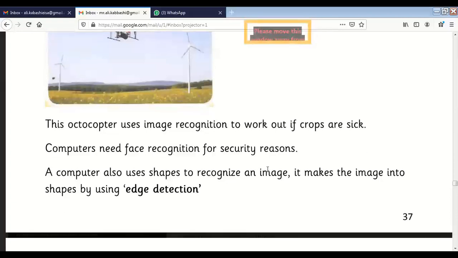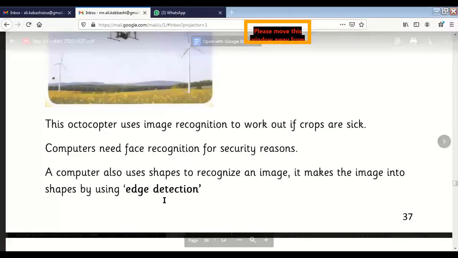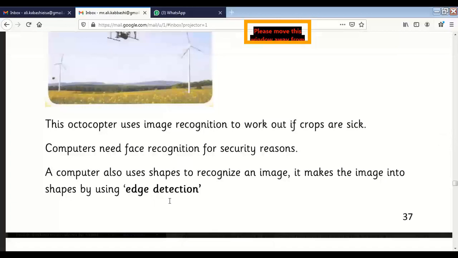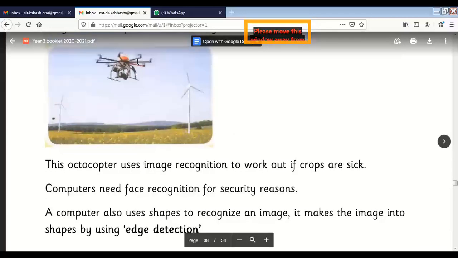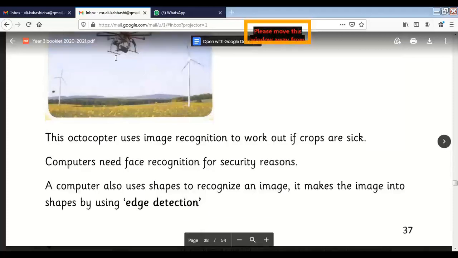A computer also uses shapes to recognize an image. It makes the image into shapes by using edge detection. For example, if we need to know that this is a flying camera, it sees its edges, on the right and on the left, and the top and the bottom. It has so many fans that let it go up in the air, just like a mini helicopter. So it uses edge detection.